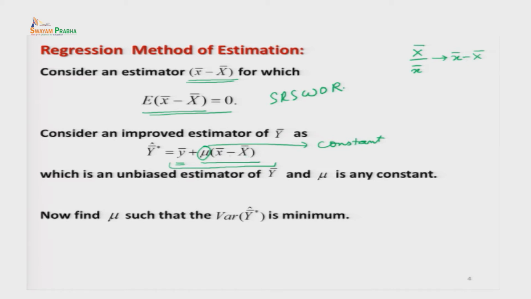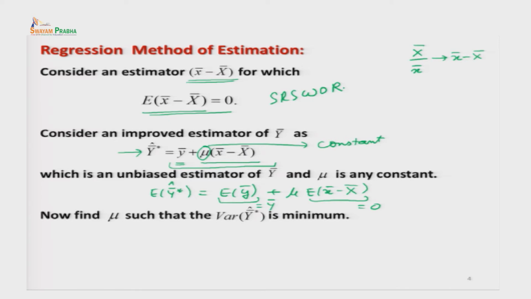if you take its expectation, the expectation of this quantity is still going to be the same as the population mean of y. How? Let us first denote this estimator as y bar hat star. If you take the expectation, it becomes the expected value of y bar plus mu times the expected value of x bar minus capital X bar. This quantity is equal to 0 and the expected value of small y bar is equal to capital Y bar. So you will see that this is already an unbiased estimator, and this is how we have constructed it.